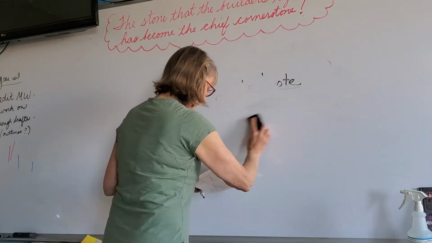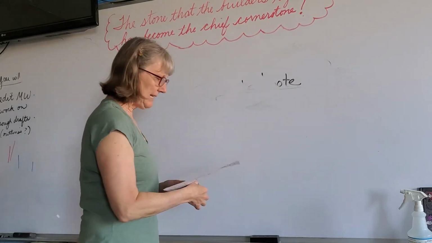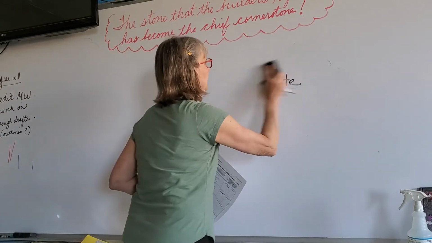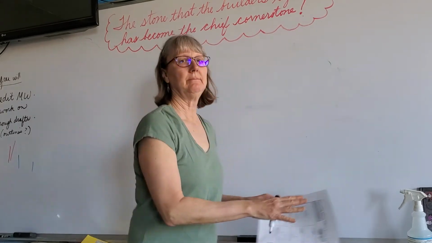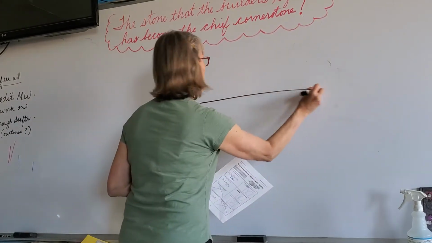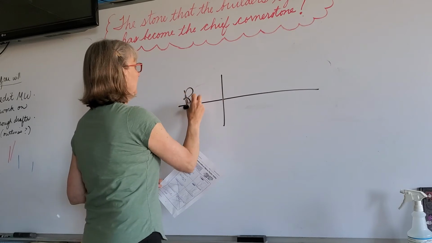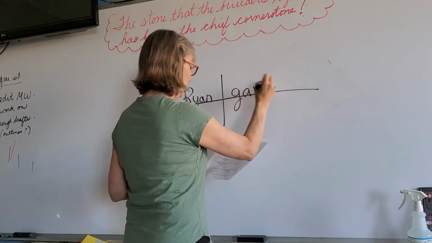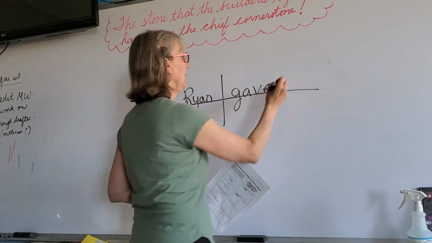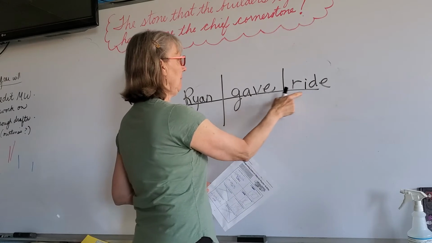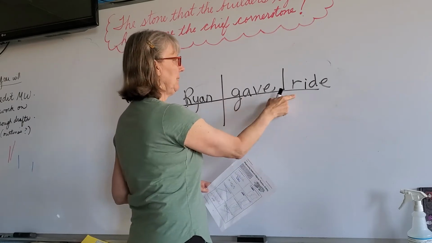Let's go to number 2. Ryan gave Paul a ride. Ryan gave Paul a ride. So let's figure out the simple subject. We know that is Ryan. What did he do? What's the verb? He gave. What did he give? He gave a ride. Direct object. Ryan gave ride. Subject, verb, direct object.